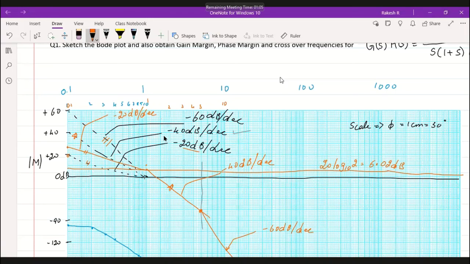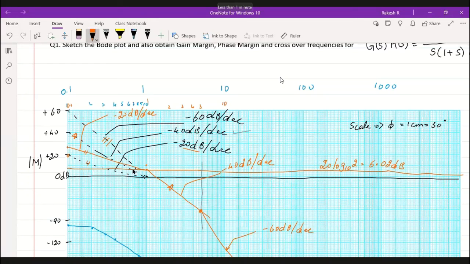Right. Now, for the first one, we have the system gain K. We have system gain K, that is 6 dB here. So for the 0 dB line, the horizontal line, you need to move till 6 dB here. That means you need to move to the 6 dB upper line and draw a horizontal 6 dB line.